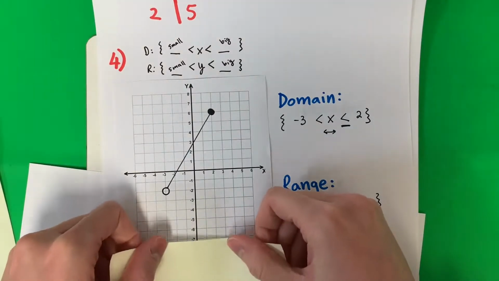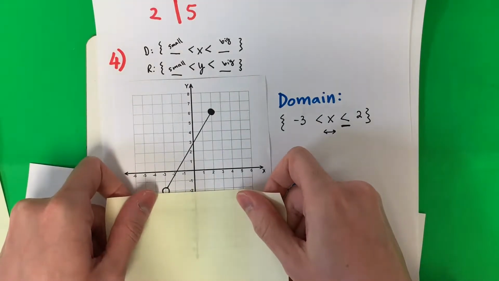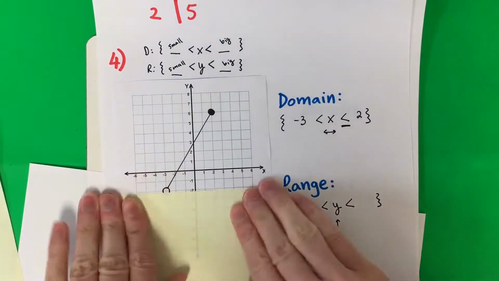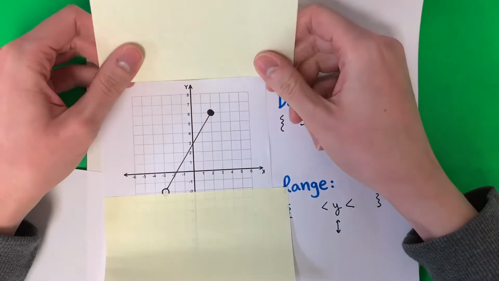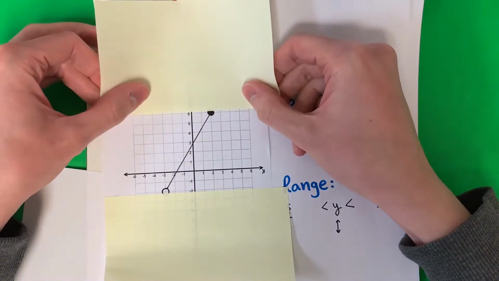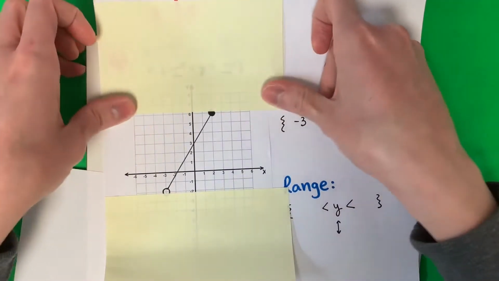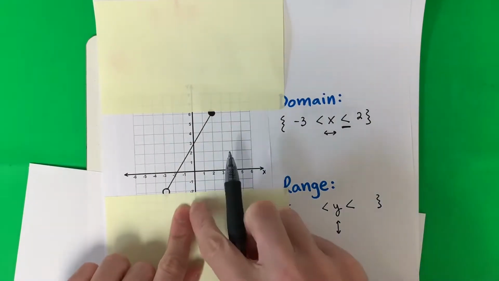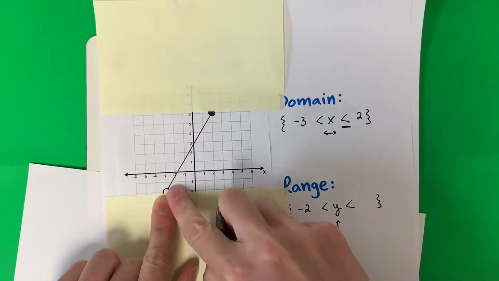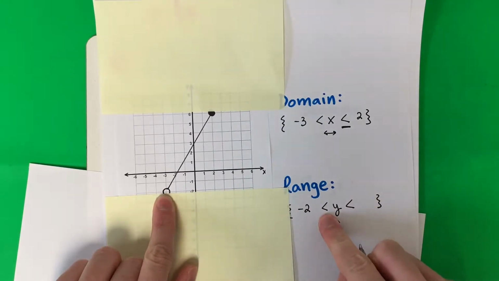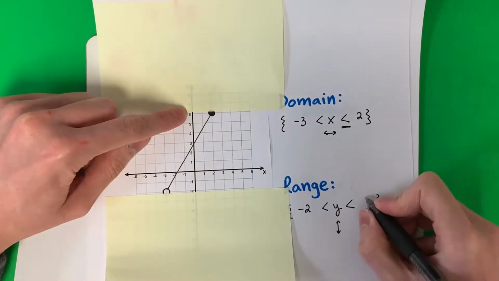Where does this graph start? -2. So I will put my sticky on -2. And then where does this graph finish? The big number is up, +6. So my small number is down. So my small number is -2. No color, no line. My big number is 6.